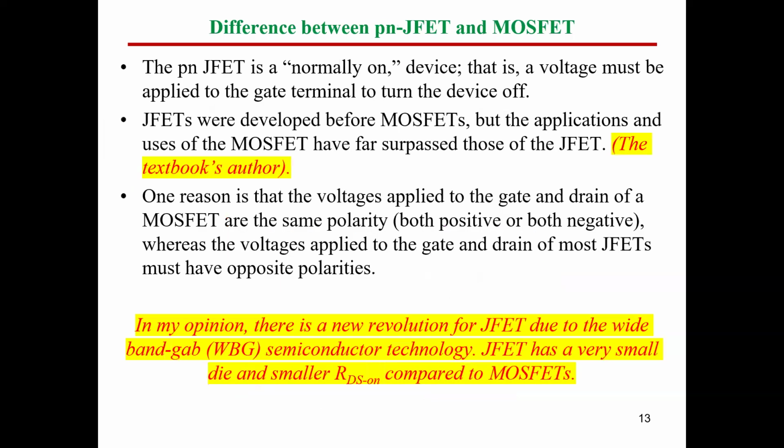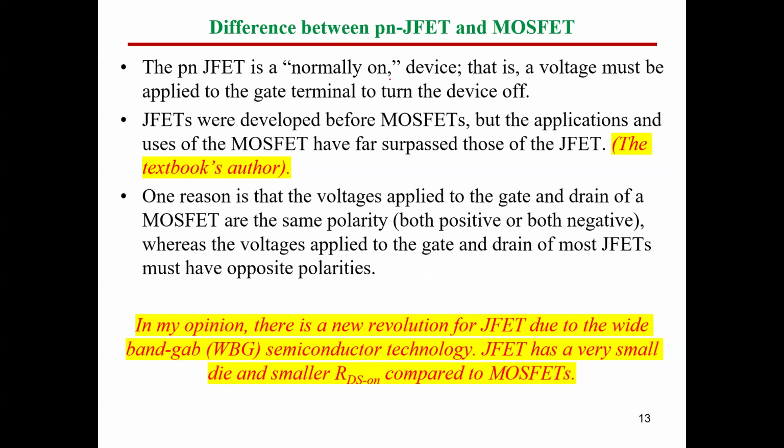Now, what are the differences between Jfet and MOSFET according to our understanding? So the PN Jfet is normally on. Normally on means with 0 applied volt from gate to source, you can flow a current.